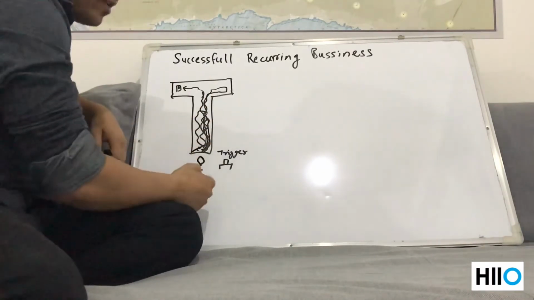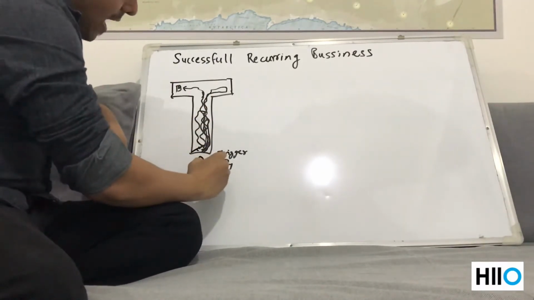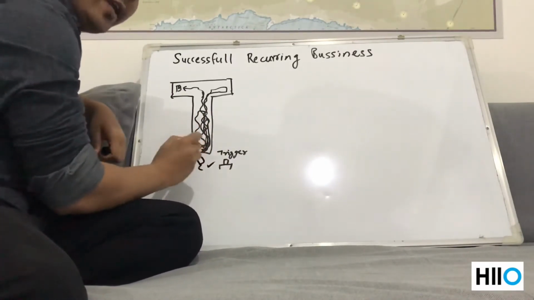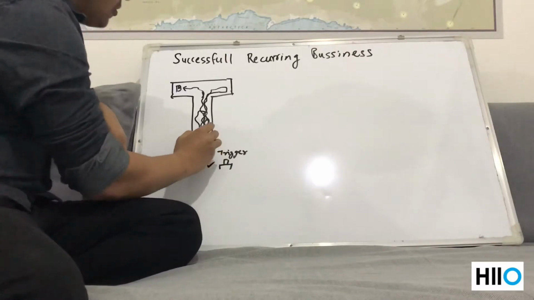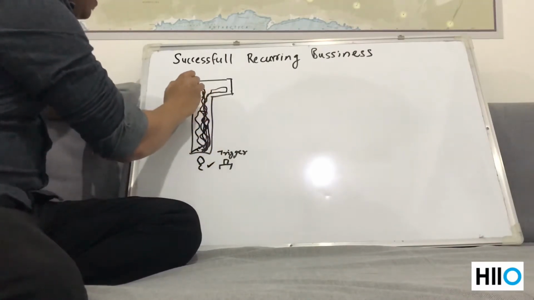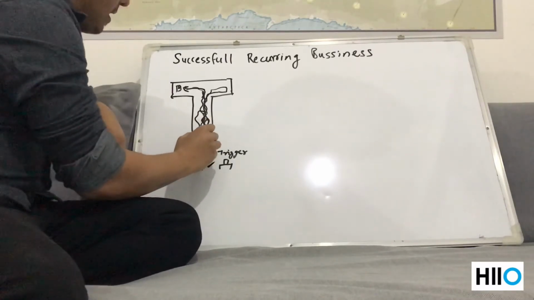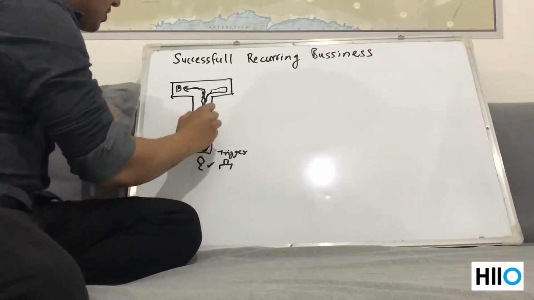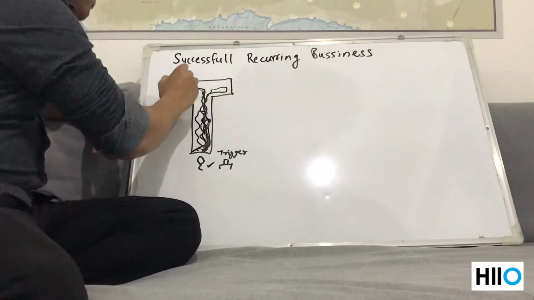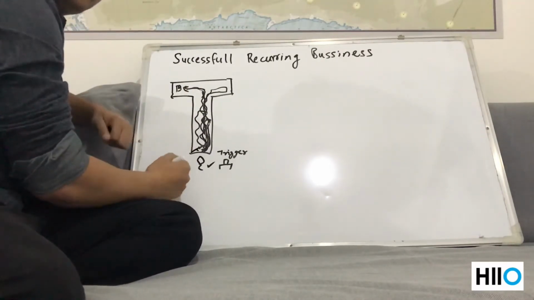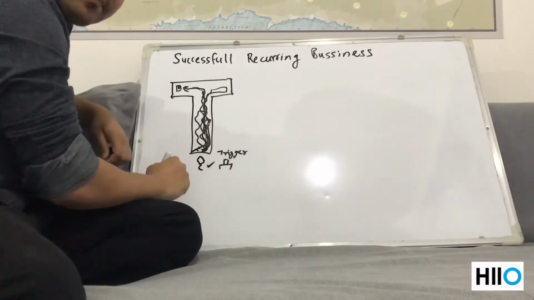Now imagine next time when you have a mouse here and you press the trigger, now he already knows that he has to go straight and turn left to find the cheese. So he will not come here and then go back. He will go straight up and turn left to find the cheese. That is how you created a habit in this mouse.